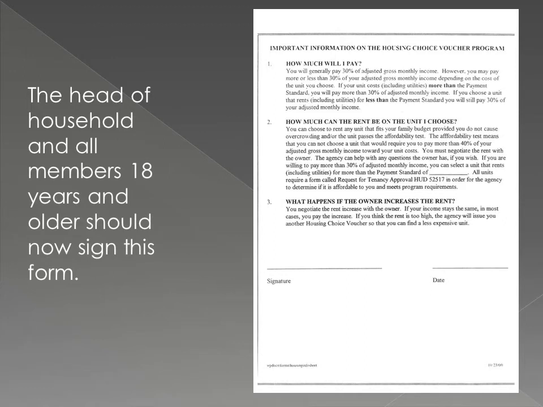Important information on the Housing Choice Voucher Program. By signing this form, you acknowledge that you have been provided with information on how we calculate your portion of the rent. You acknowledge receiving the affordability calculation and what happens if rent is increased. In the event your rent is increased over the affordable levels, you have the option of negotiating a lower rent amount with your landlord. In the event the landlord is unwilling to decrease the rent, we can issue you a voucher to find another unit that is affordable. The head of household and all adult household members over the age of 18 are required to sign this form.